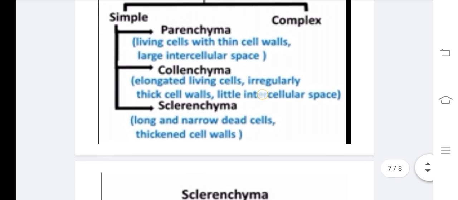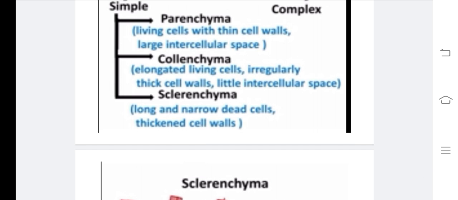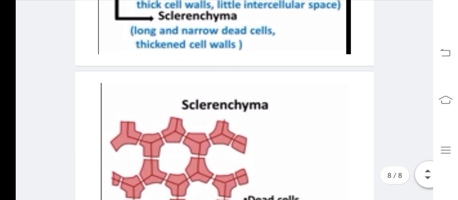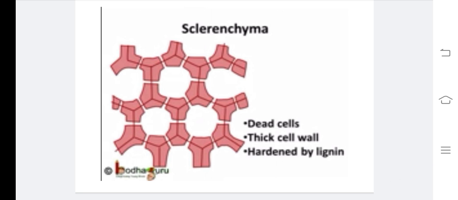Parenchyma, collenchyma, sclerenchyma. What is parenchyma? Characteristics: living cells with thin cell wall, large intercellular spaces. What about collenchyma? Elongated living cells, irregularly thick cell wall and small intercellular spaces. What about sclerenchyma? This is dead. Both parenchyma and collenchyma are living. Clear?